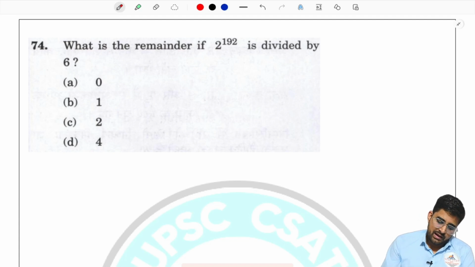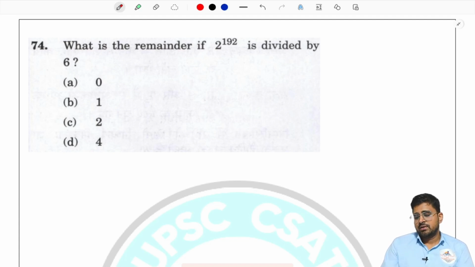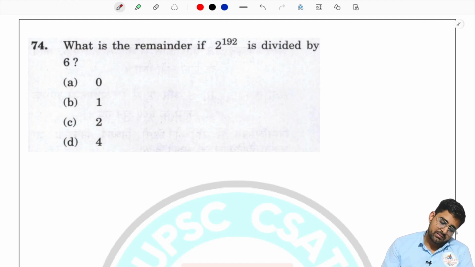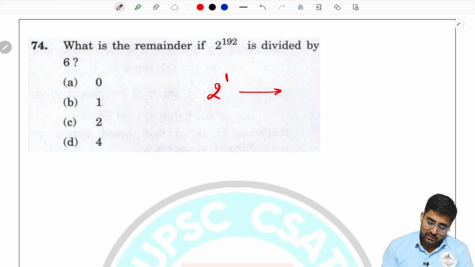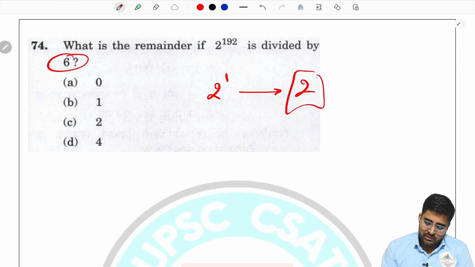This is a very simple question and we will solve it using the cyclic method, but we have done it in an earlier lecture also. So what's the demand of the question? The question says: what is the remainder if 2 to the power 192 is divided by 6? Okay, super simple question. If we write 2 to the power 1, it comes to 2, and we have to divide by 6. So the number should be greater than 6 only. Otherwise, how can 6 divide? So the remainder will be 2 only.